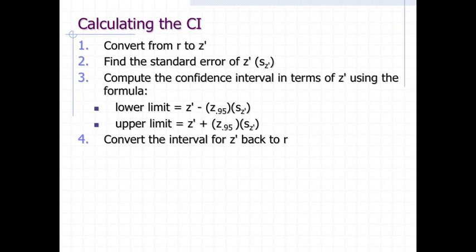The notation Z sub 0.95 means the value of Z to be used in the 95% confidence interval. It is equal to 1.96. Finally, you convert the interval in terms of Z prime back to Pearson's correlation. You usually do this with a computer program.